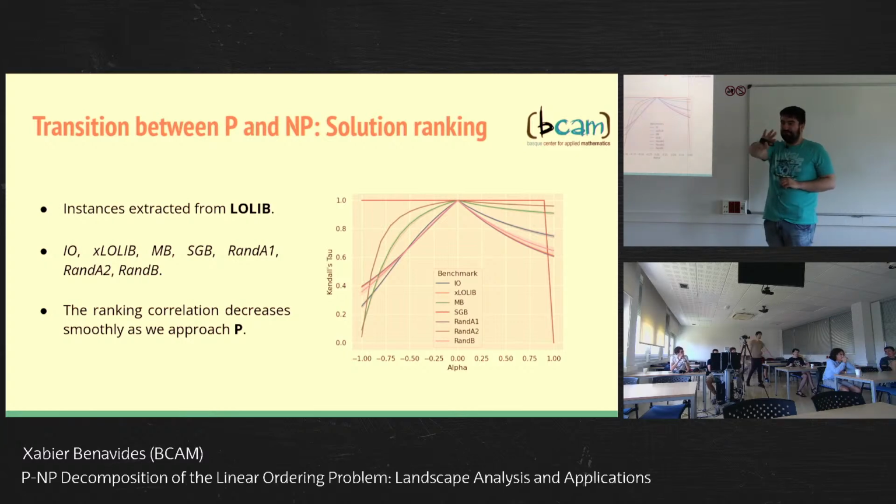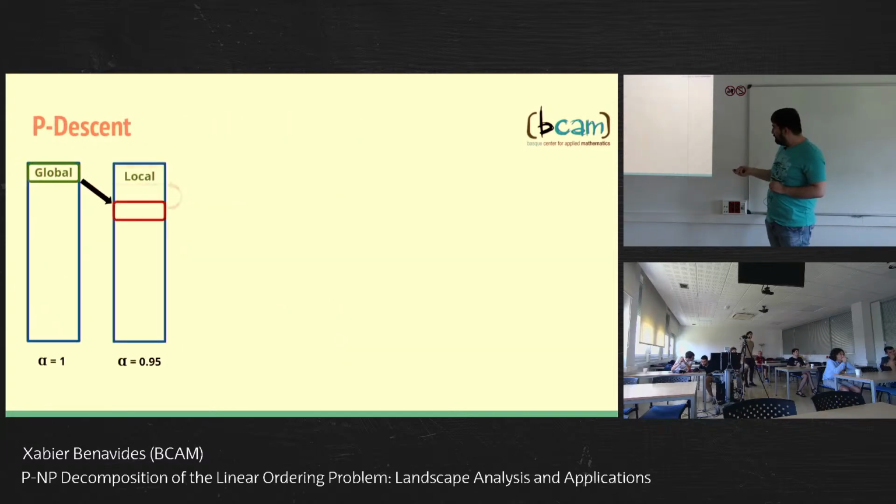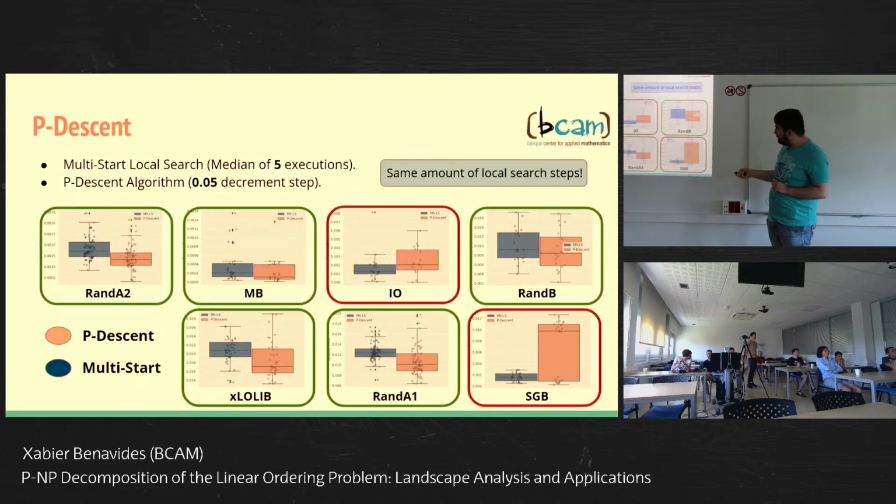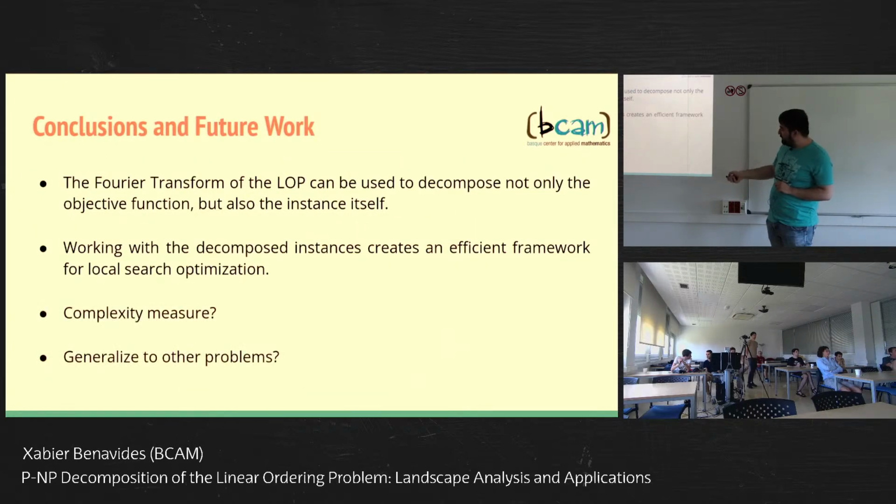But one thing more, and that idea is precisely what we want to do here about the complexity measure: using this proportion of the P and NP components to, in some way, estimate the complexity of an LOP. So that's precisely what we are trying to do. But that's work in progress too.